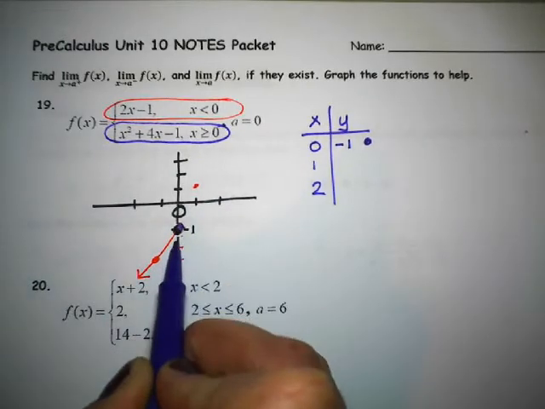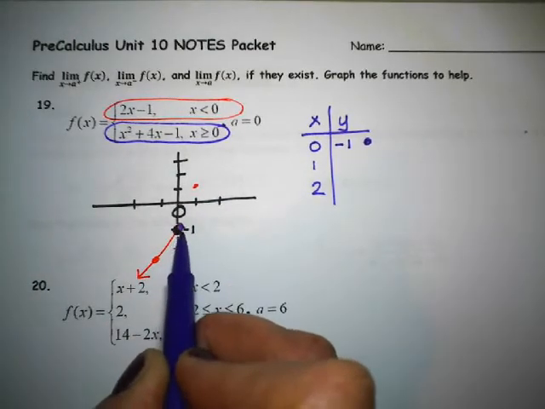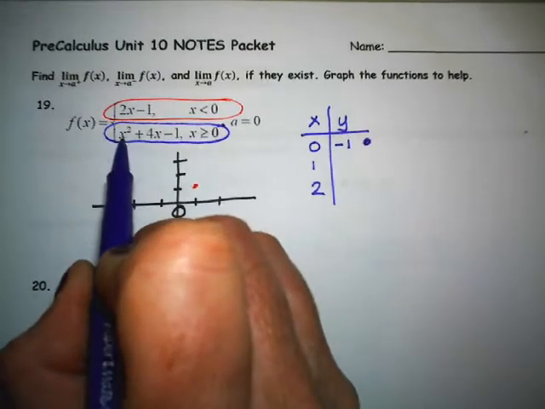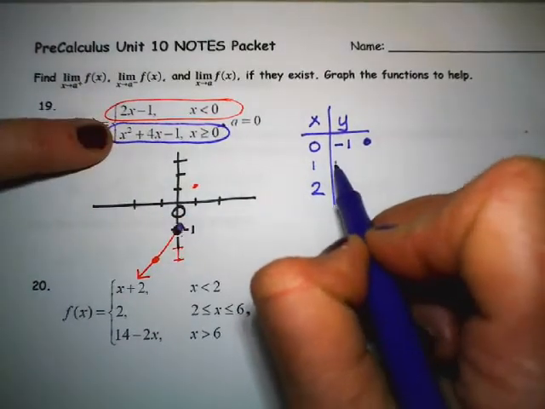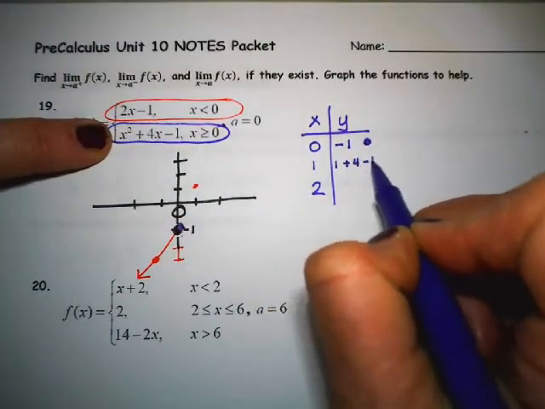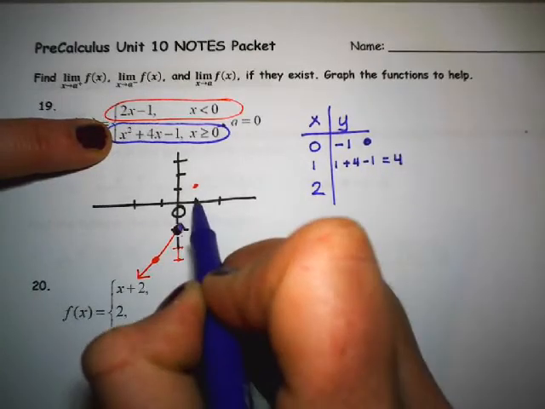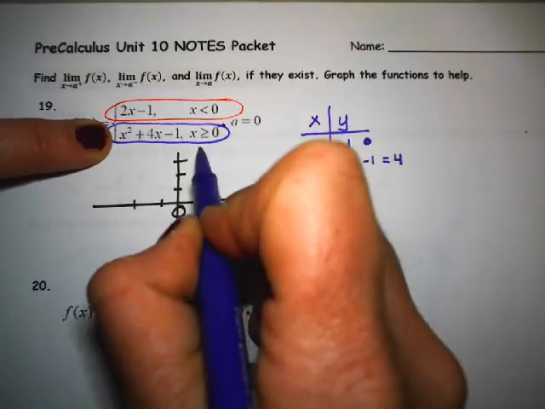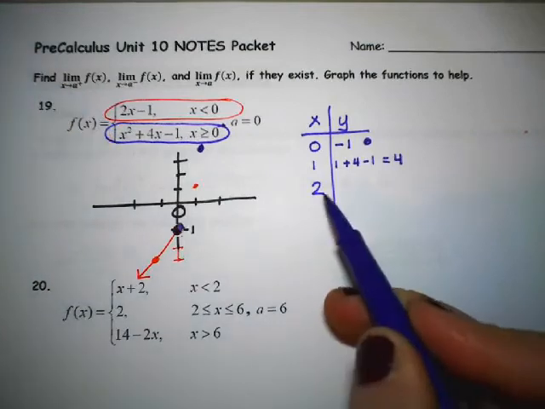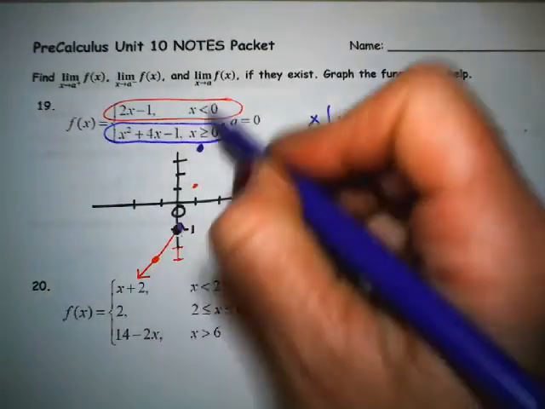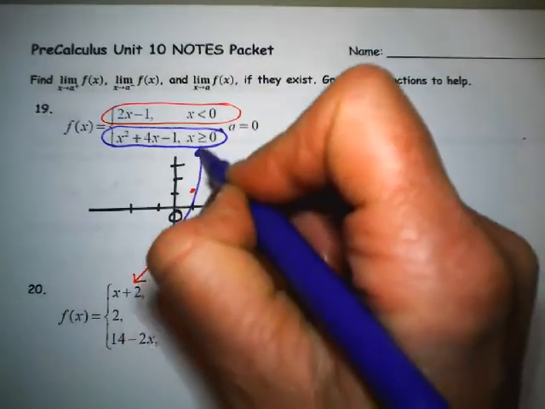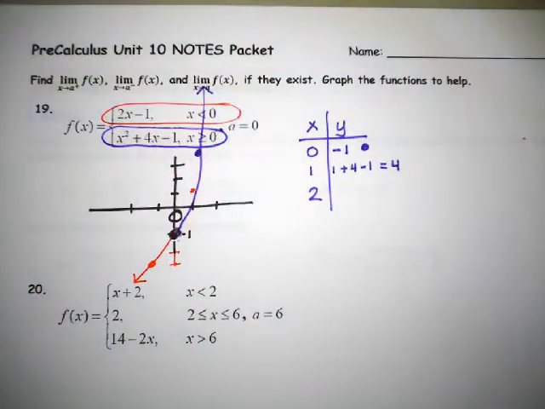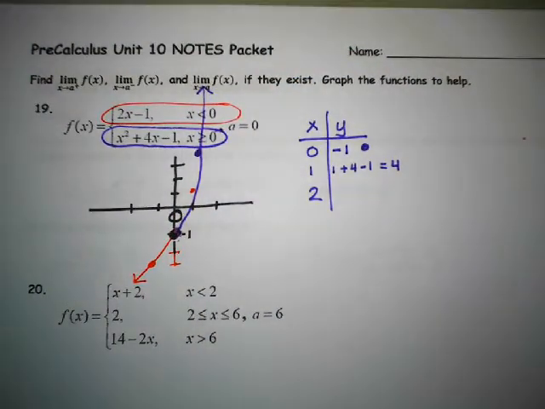So notice how that just filled in the other circle that was open. If I put 1 into here, I get 1 plus 4 minus 1, which is 4. So at 1, I'm up here at 4. And I could put 2 in, but I'm going to get a pretty large number. I'm just going to connect my dots and know that that's going to look like a parabola that's opening up. So now I'm ready to answer my question.